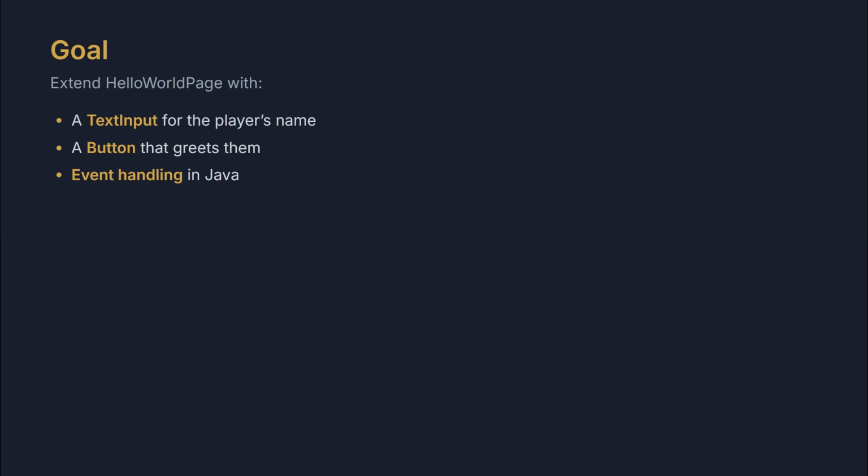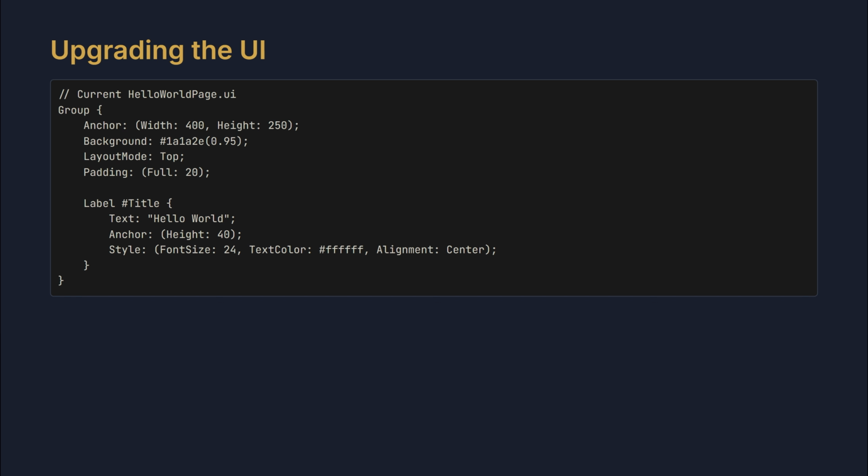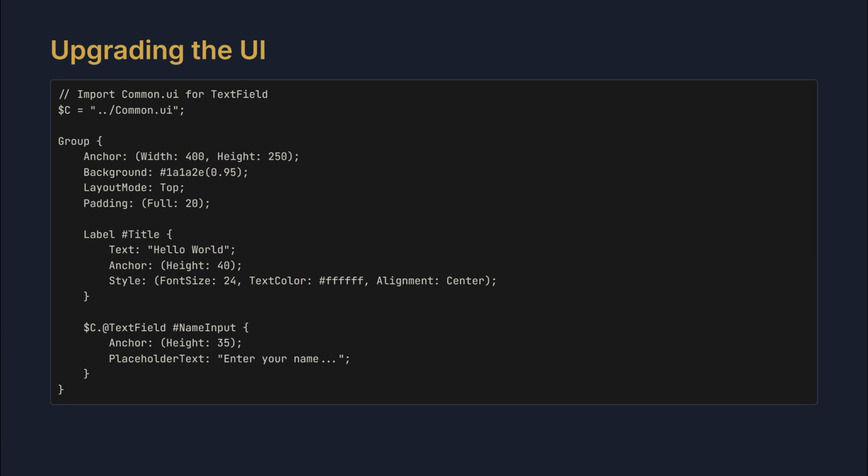So we want to extend the Hello World page with a text input for the player's name, a button that greets them, and event handling in Java. We have the following UI file for now. We have our group, some properties for the layout, and our label title. Now I want to add a text field.